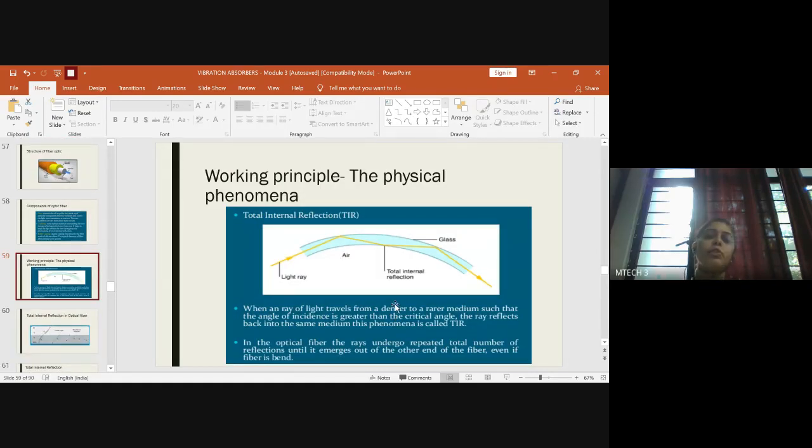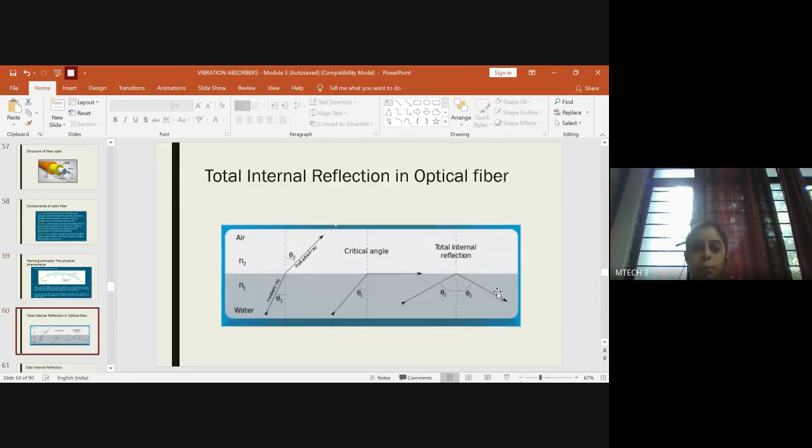Then we came into the physical phenomenon related to total internal reflection. How does it operate, so that an equal amount of light incident at one end will be transmitted the same on the other end? So this we dealt with in our total internal reflection part, right?